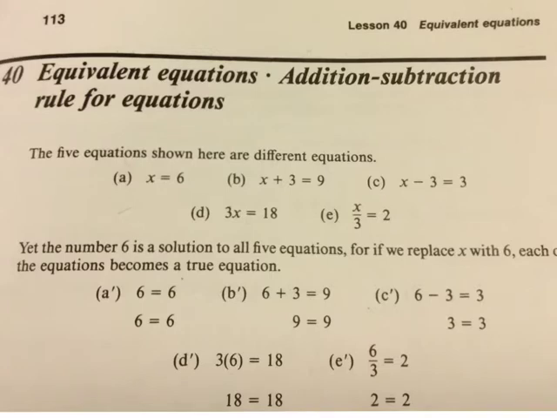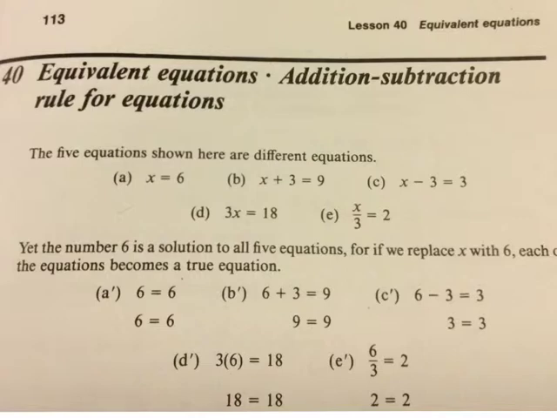Welcome back for another lesson from Saxon Algebra 1/2, second edition, and we're going to do lesson 40, which is about equivalent equations and the addition-subtraction rule for equations. I kind of already went over that a little bit yesterday. I didn't tell you that there was a specific rule, but I showed you how to do it.